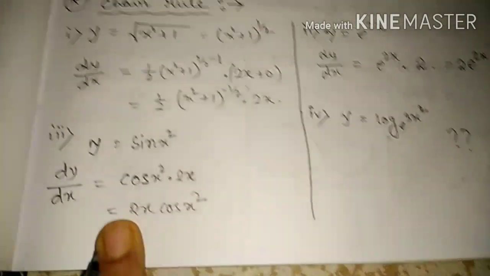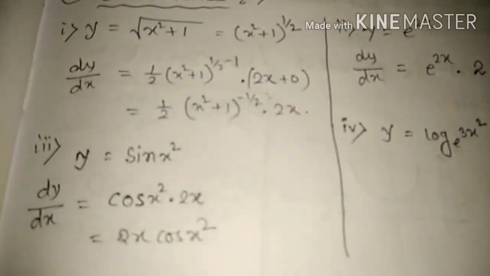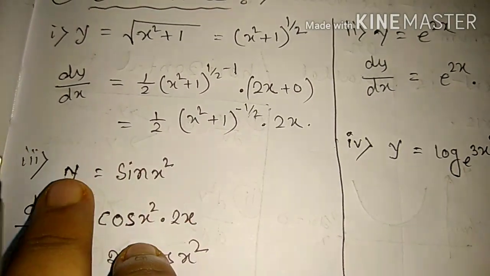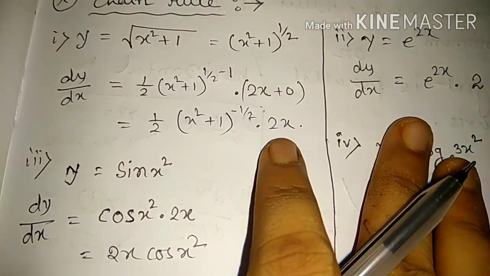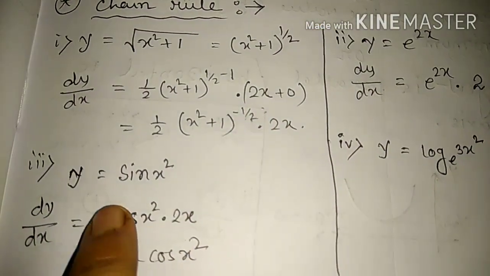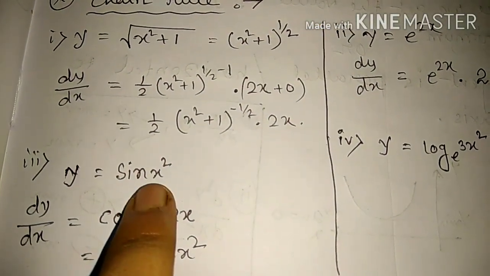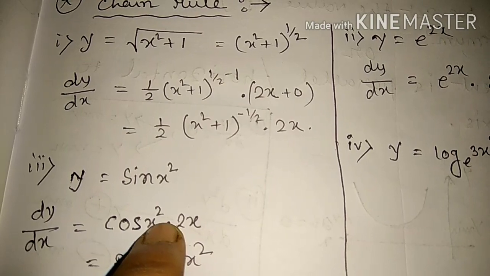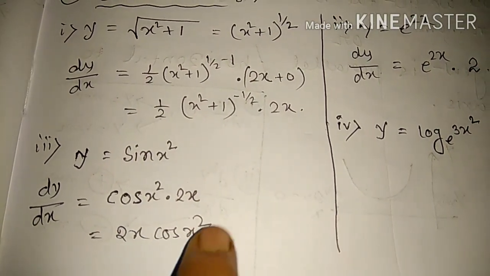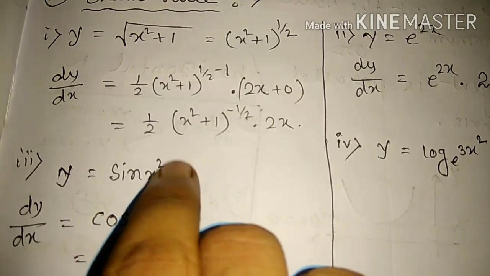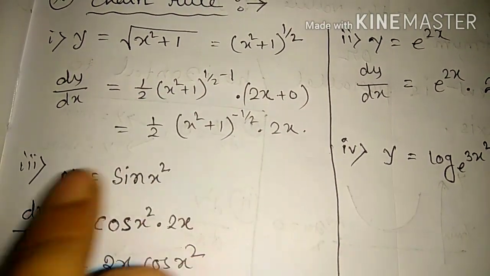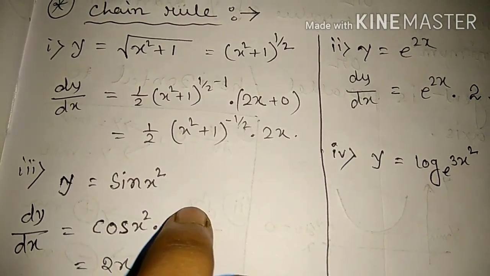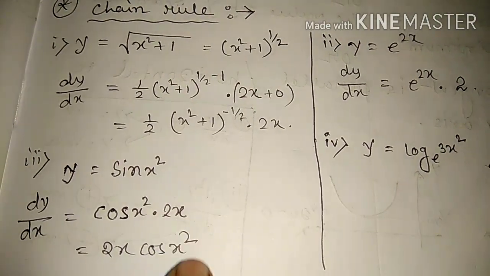If you consider this example, y equals sine x square, not sine x. The derivative of sine x is cos x, easy. So you think y equals sine x, not x square, so dy by dx equals cos x, so cos x square. But the x square term is there, so now you differentiate the x square term. What is the differentiation of x square? That is 2x. So simply 2x cos x square. First you consider y equals sine x, differentiation is cos x square. Now the x square term you again differentiate, 2x. So 2x cos x square.